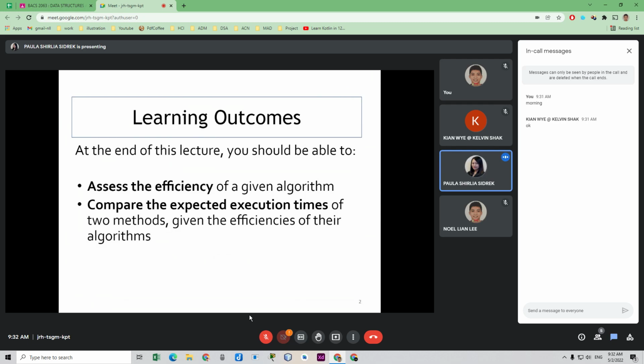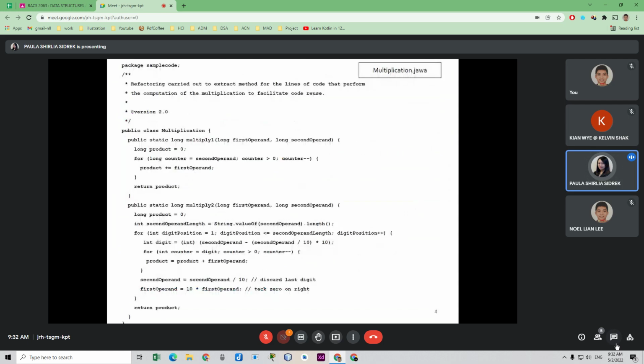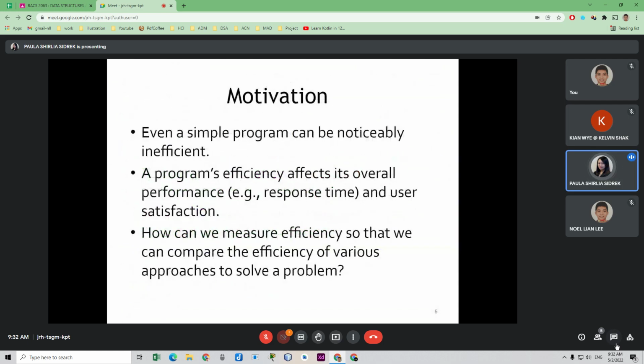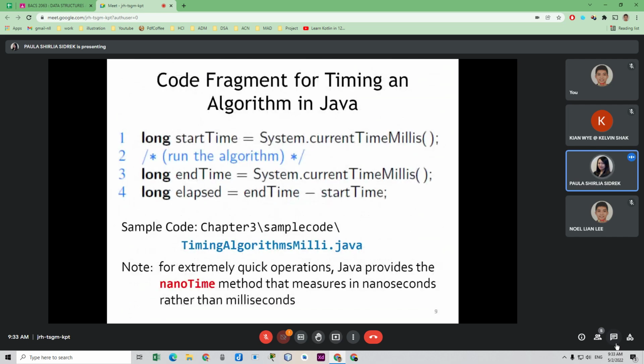That means the methods which you see, the experimental, also on the efficiency of the algorithm. Okay, so this one we have gone through yesterday, just skim through very fast. There are 2 ways to measure the efficiency of an algorithm, experimental and analysis of the algorithm, as I mentioned earlier. Just skim through on that one.